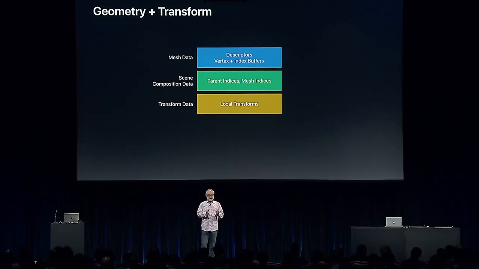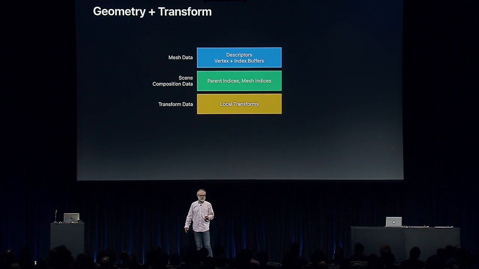And the mesh data, descriptors, vertex and index buffers, the scene data, which is the linearization of the indices of the hierarchy, and finally the transformation data, the actual places to put those things.